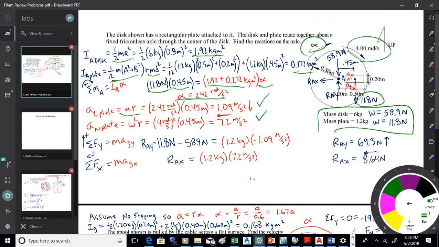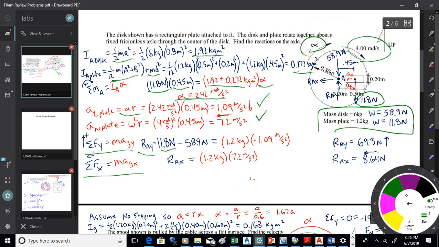All right, once you got that, you just do force equations. Sum of Fy is m a_gy. So the forces in the Y direction are R_Ay up, the two weights down. And that's going to equal the mass times a. Now a is down, so that goes in as a negative acceleration. And then sum of Fx is m a_gx, so I just called left positive there. So I got R_Ax is the mass times the normal acceleration.